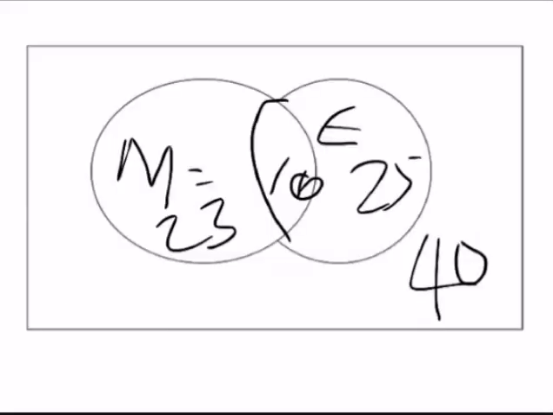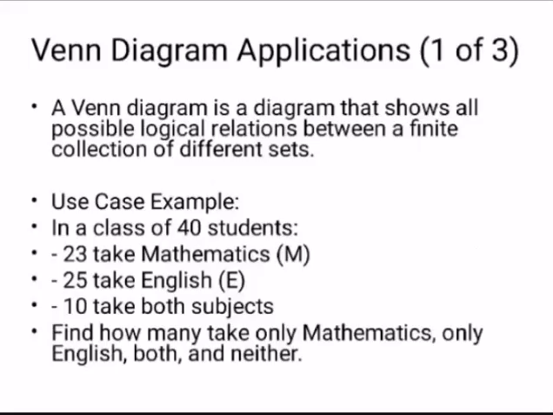So in your question, the example they told you is in a class of 40 students, that's the total number of students is 40. 23 take maths, 25 take English, and 10 take both subjects. That's 10 take both maths and English. So now the question is asking us to find how many take only maths, how many take only English, how many take both, and those that are taking none.